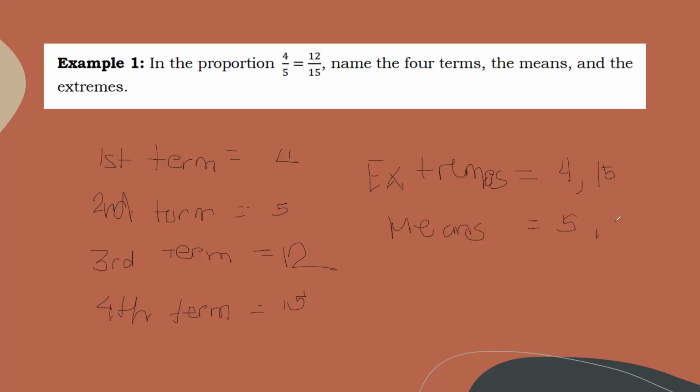Very good. Clear po tayo dyan, ha? So those are the parts of a proportion: the first, the second, the third, and the fourth term. And we have the extremes and means. Clear natin to. Okay.